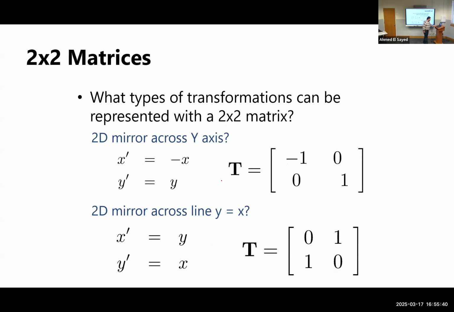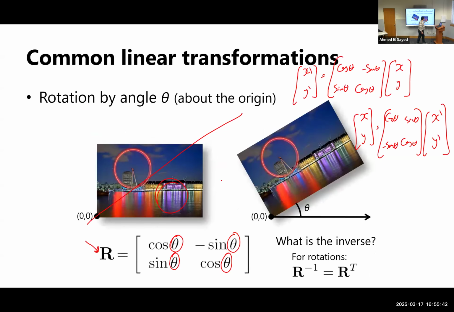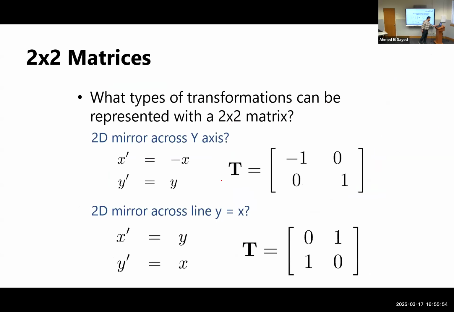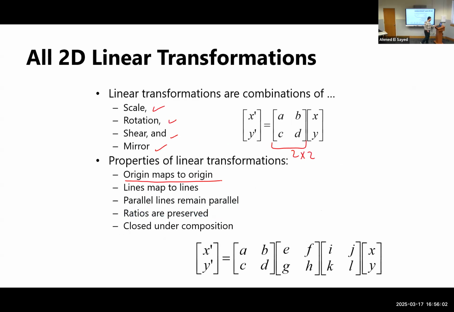So in all these examples, the origin here is not changing. Even if you are doing the mirroring, the origin is not changing. Origin still the same, not changing. So this is one of the properties of the linear transformation: origin never changes.